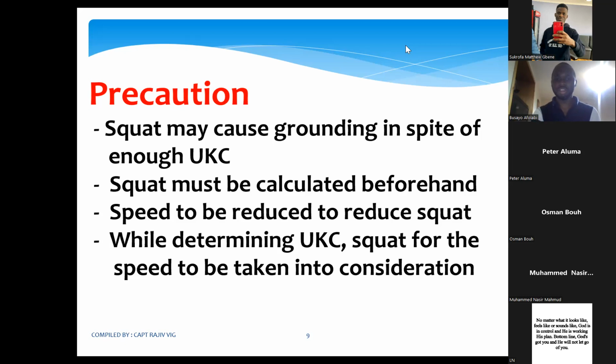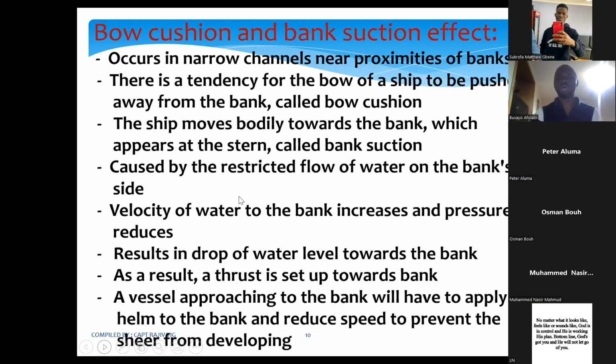And yeah, this last one was kind of an answer that made an examiner smile, which is: when determining the UKC, the squat for speed in shallow waters should be taken into consideration. So yeah, when determining your UKC, like I said, squat for speed in shallow water should be taken into consideration.